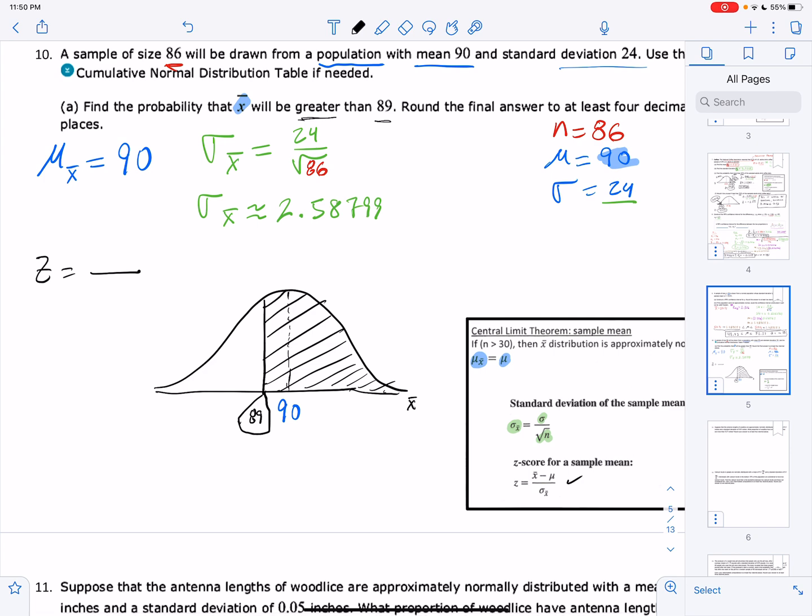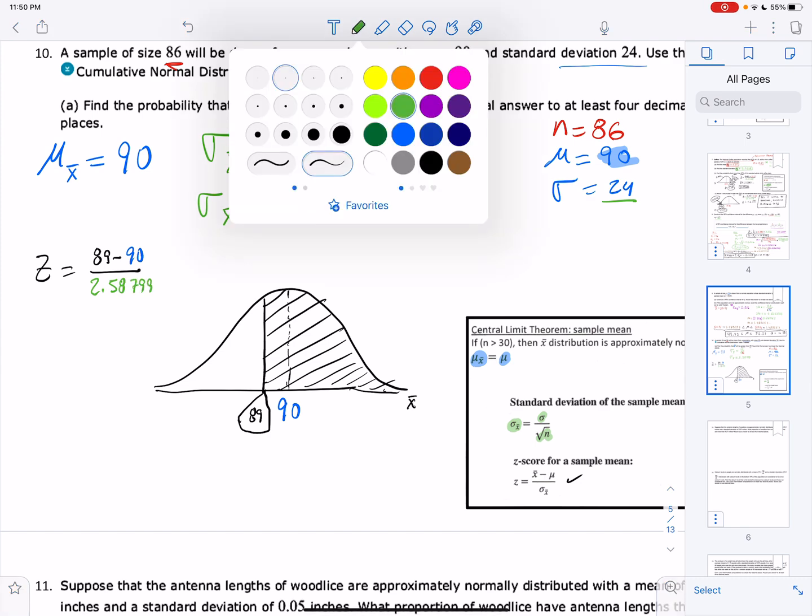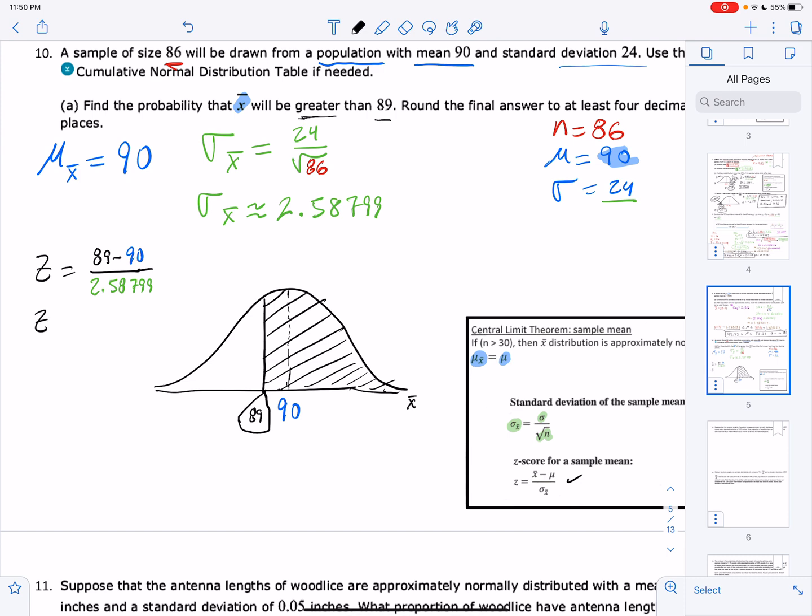So I take the x bar, which is 89, subtract it from the mean of the sample means, which is 90, divided by the standard deviation of the sample means, which was 2.58799. And when I do all that, I get z is approximately equal to negative 0.39. So this is negative 0.39. I looked that up on my z table, and I get 0.3483. Of course, that's not what I want.